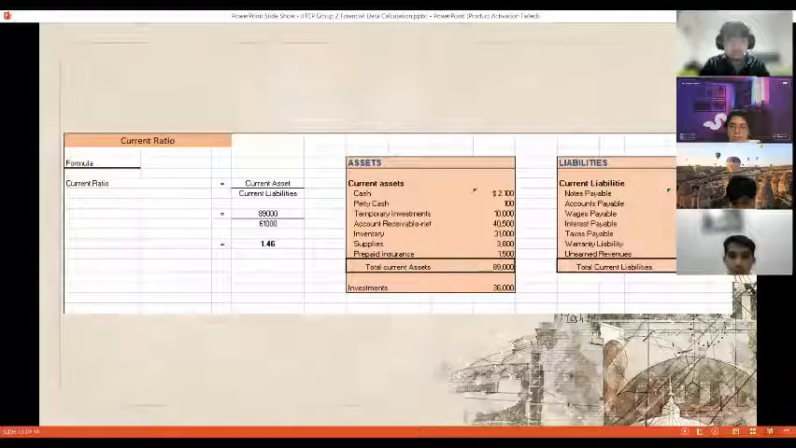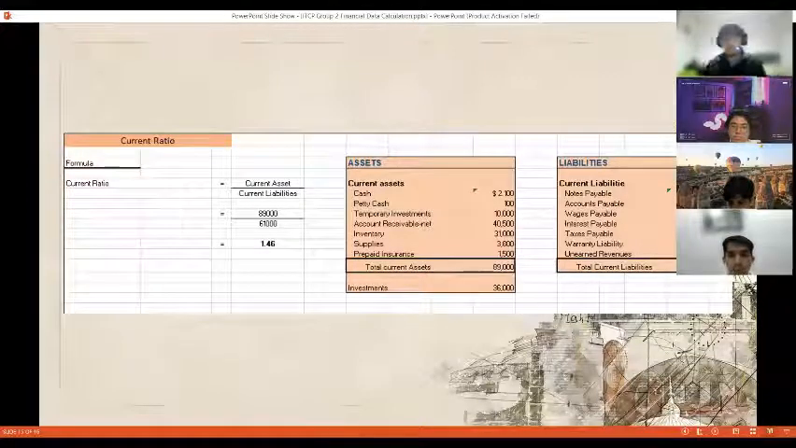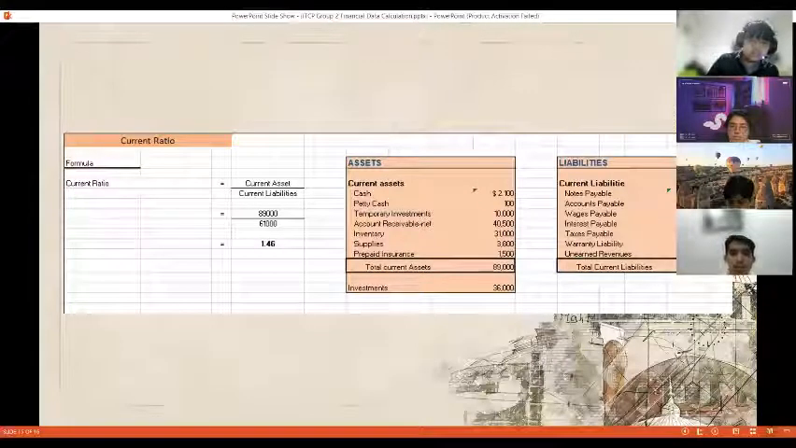After we add up, we get the total current assets of 89,000, and we get the total current liabilities of 61,000. And so we put it into the formula for the current ratio. So current assets divided by current liabilities. So 89,000 divided by 61,000, and we got the result is 1.46.